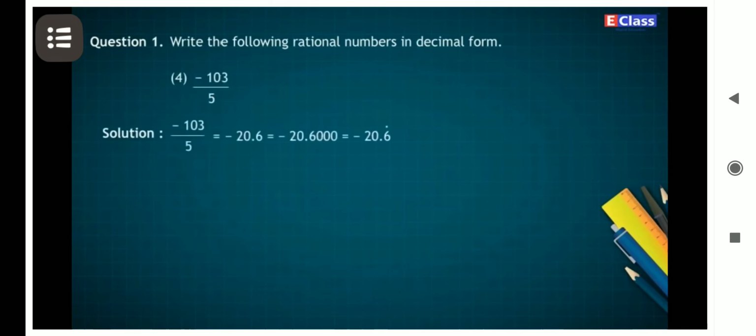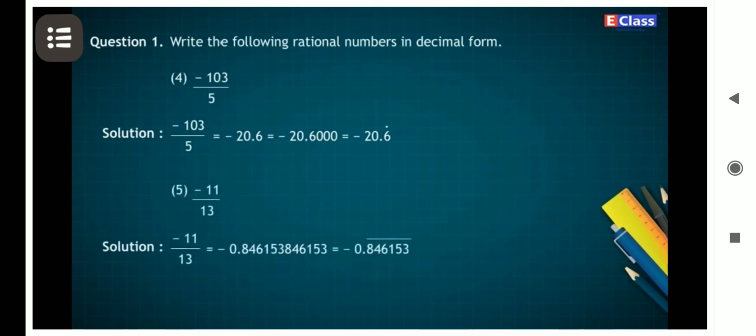Solution: minus 103 by 5 is equal to minus 20.6, which is equal to minus 20.6000, which is equal to minus 20.6 dot. 5. Minus 11 by 13. Solution: minus 11 by 13 is equal to minus 0.846153, which is equal to minus 0.846153 bar.